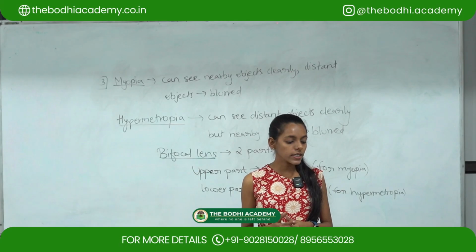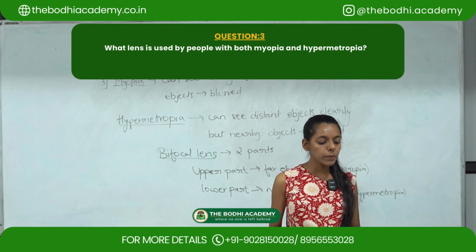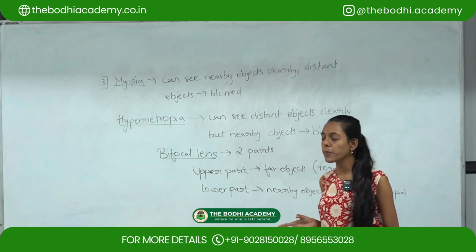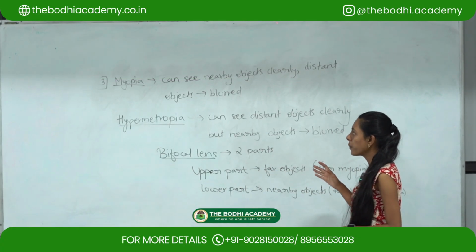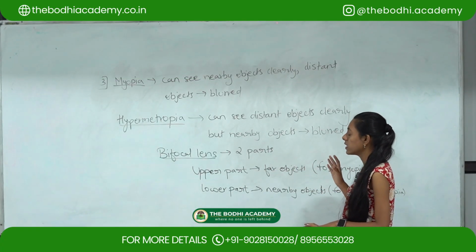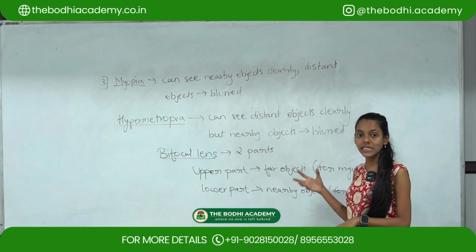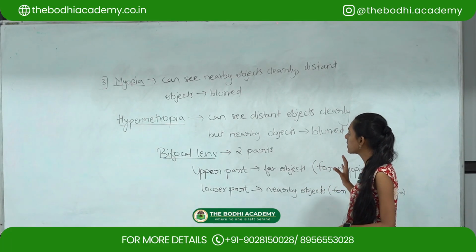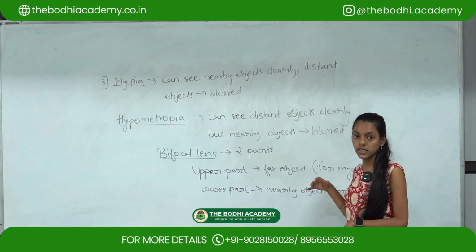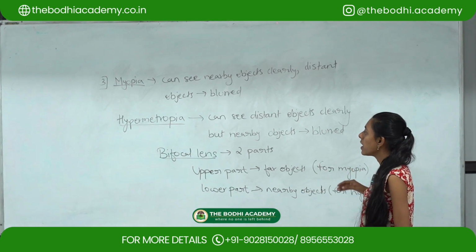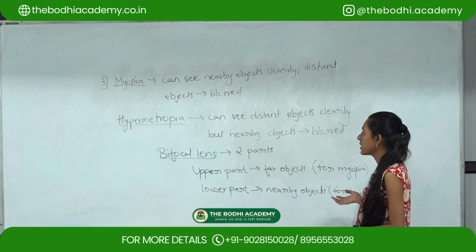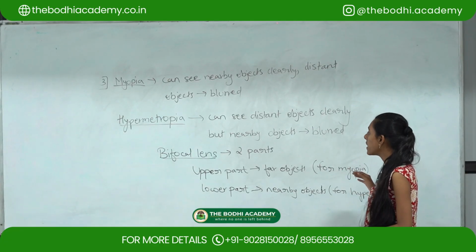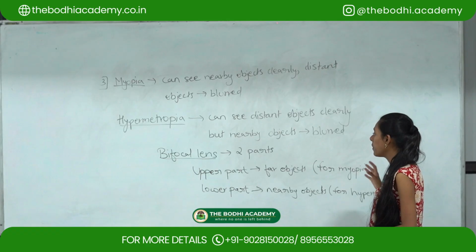The third question is, what lens is used by people with both myopia and hypermetropia? First of all, what is myopia and what is hypermetropia? In myopia, people can see nearby objects clearly, but the distant objects appear blurred. Whereas in hypermetropia, it is reverse. People can see distant objects clearly, but the nearby objects appear blurred.